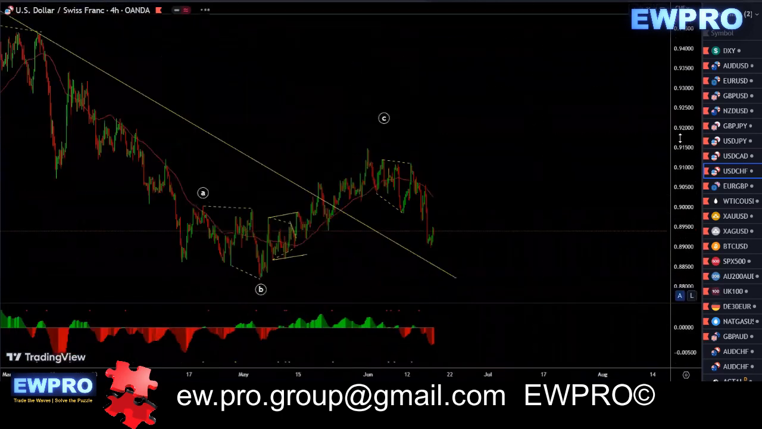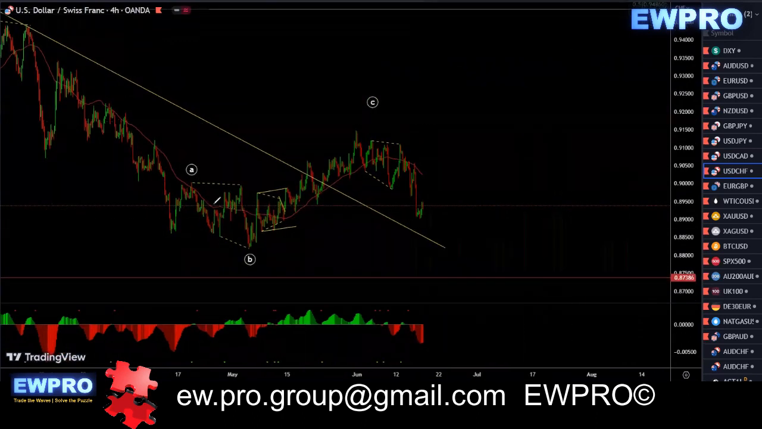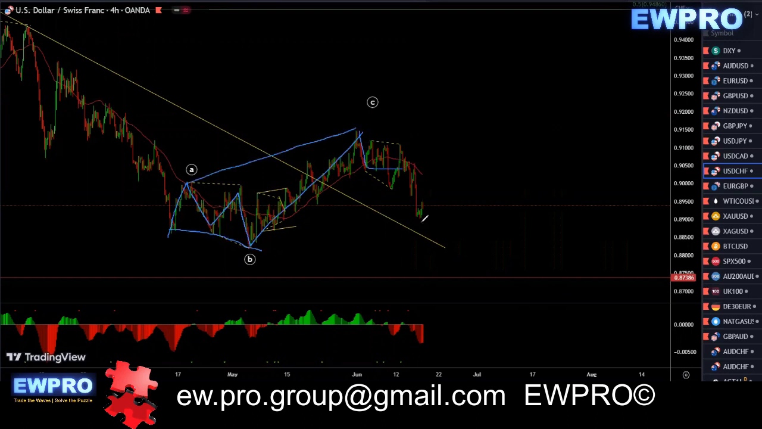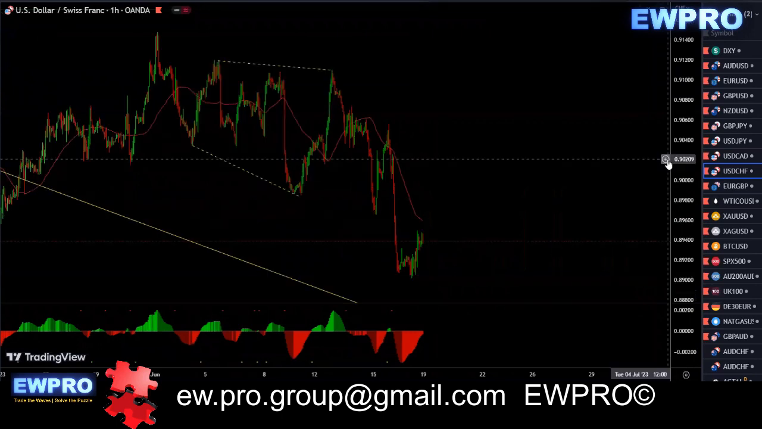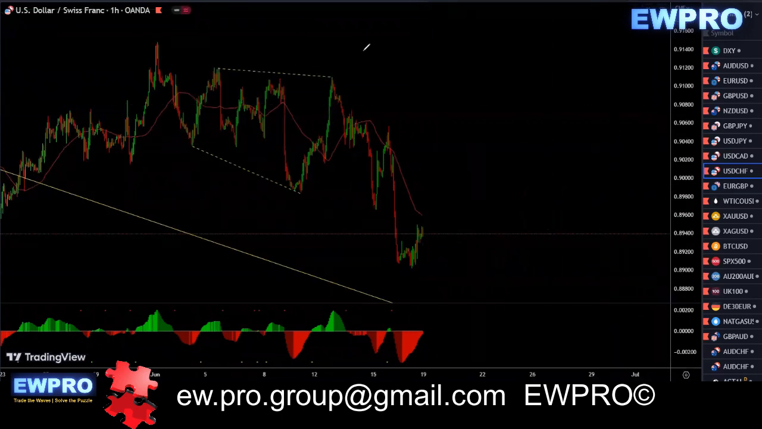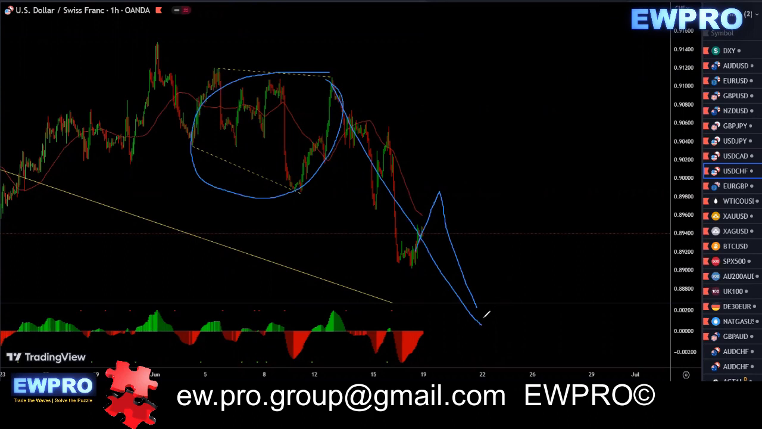On the H4, you can see what I was looking at. We're looking at that A, B, and a C up as that expanding flat. And now we're starting to get downside. More than likely, that low will be broken. We don't have any bullish divergence in here, so you'd be waiting for this wave in here to finish, and then you'd be looking for a larger correction like that over here, and then more downside.